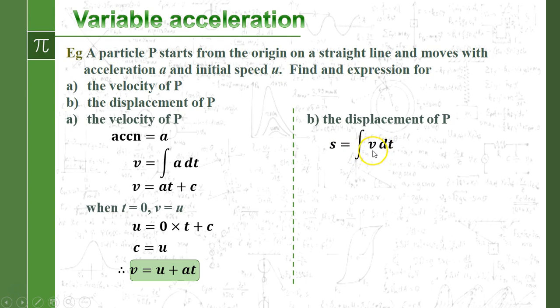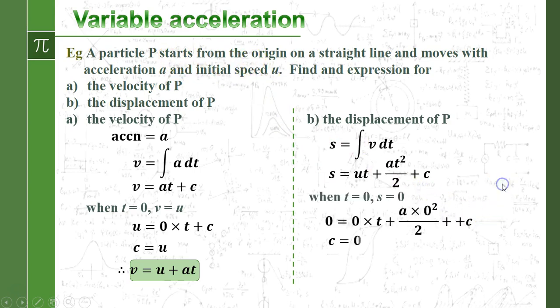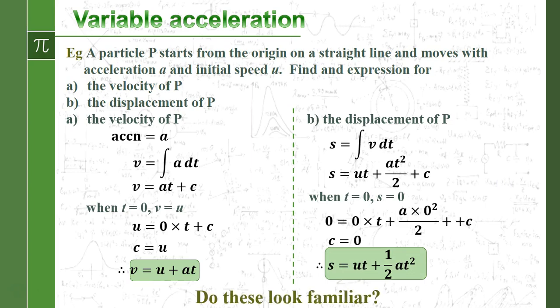s is the integral of v. So I'm going to integrate v, so that's a constant, so that becomes ut. There's t squared over 2. Oh, that's starting to look familiar. And what do we know about our c? Well, when t equals 0, the displacement starts from the origin, so that means s equals 0. So we've got that, so c equals 0. And so therefore what we end up with is s equals ut plus half at squared. These look familiar. Of course they do. Isn't maths brilliant?